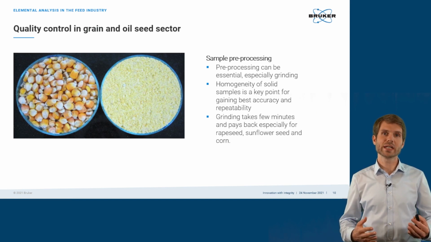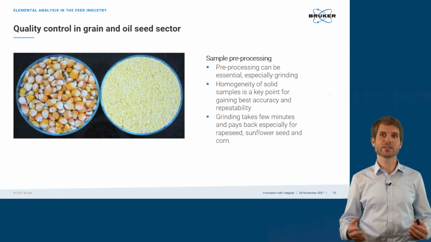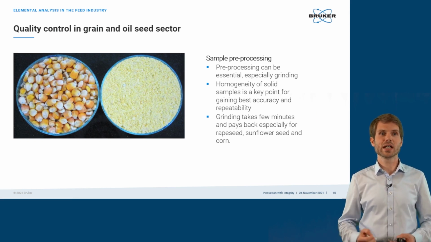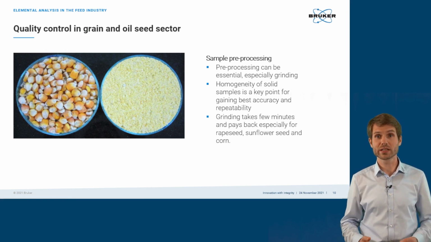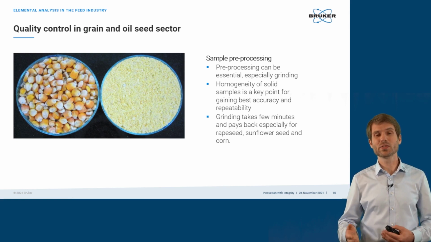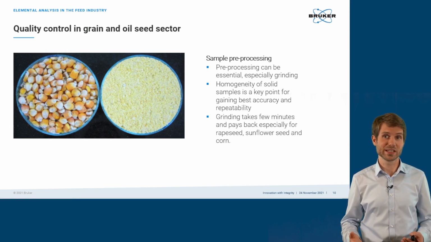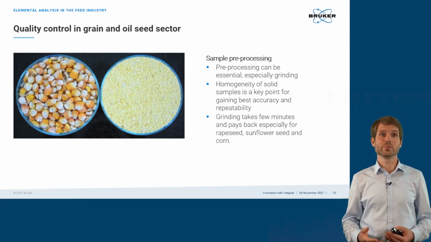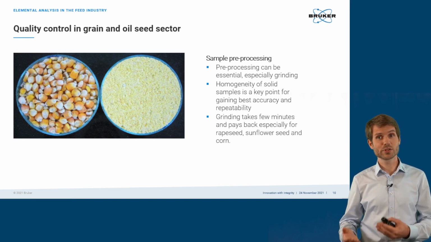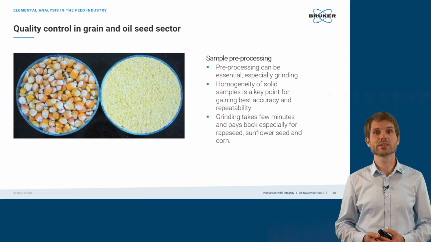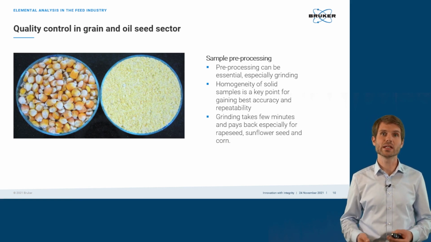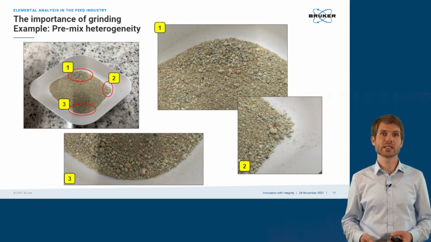I mentioned grinding, and here's just one example. As you can imagine easily, you have these maize kernels here. When you measure them on XRF or FT-NIR, it doesn't matter. It's clearly heterogeneous before you grind it. Once you grind it, it's much more homogeneous, and then you can get a more reliable signal from your sample. So this is typically highly recommended.